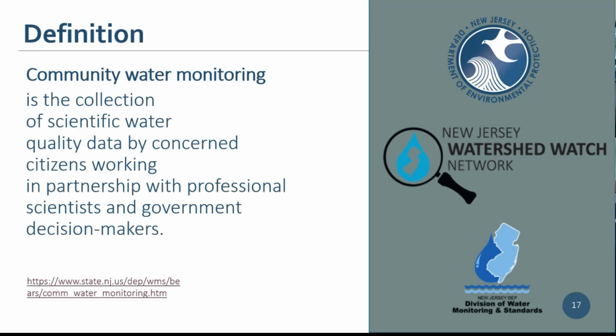So our definition is community water monitoring is the collection of scientific water quality data by concerned citizens working in partnership with professional scientists and government decision makers. And the key words I like to focus on is it is science and it is working with decision makers. So we have a purpose to why we are collecting the data, and it is to make scientifically informed decisions to improve our water quality.